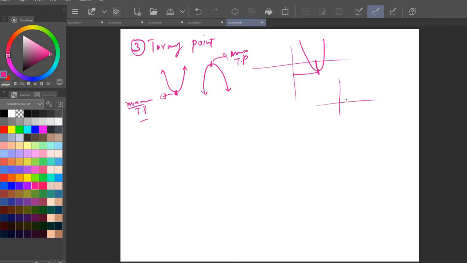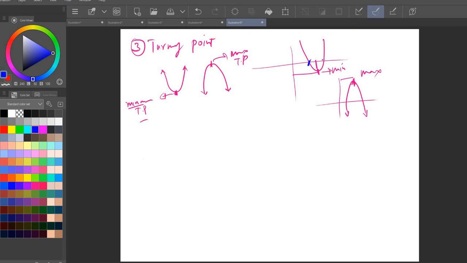Whereas in a sad face graph, the turning point is the peak of that graph, the highest point on that graph, correct? So that is why it is called the max turning point, and this is called the min turning point. Okay, so you should know this as well. Now, how do I find the turning point? So let's look at this example here.